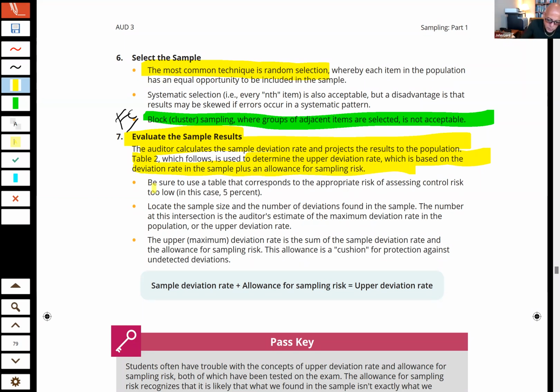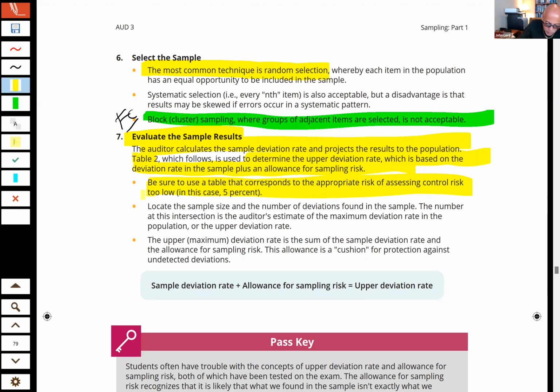Okay. Now, some advice here. Use the 5% table if you pulled the sample size from the 5% table. When you evaluate, you need to find another 5% table, table 2, 5% table. Don't get stuck on the exam where you pull the sample at 95% confidence, and you're supposed to evaluate the sample, and the examiners give you a 10% table and a 5% table. You need to go to the 5% table, right?